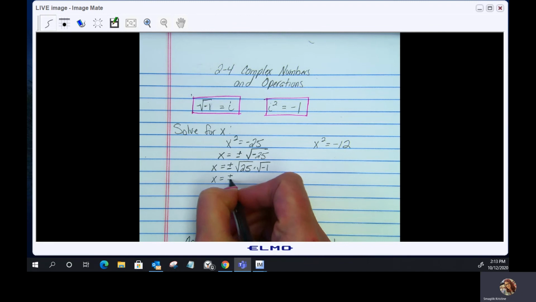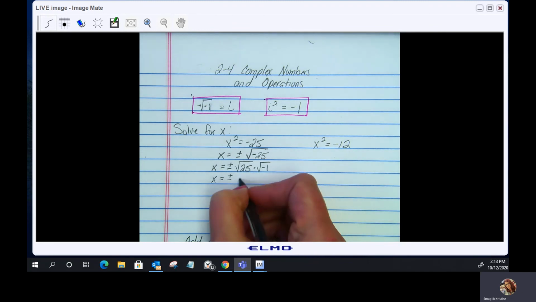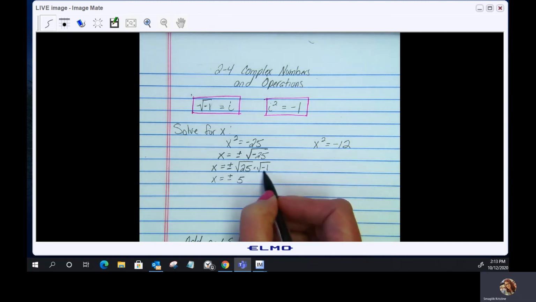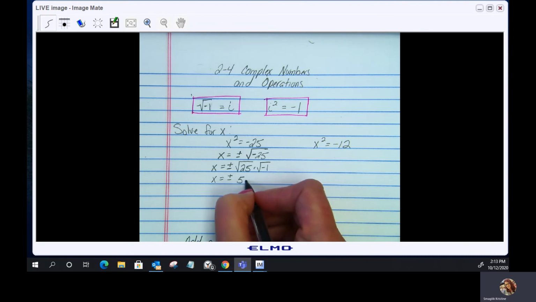x equals plus or minus, the square root of 25 is 5. And by definition, we now know the square root of -1 is i. So we have 5 times i.